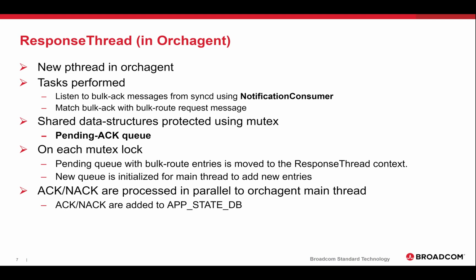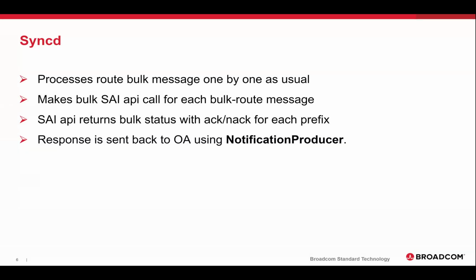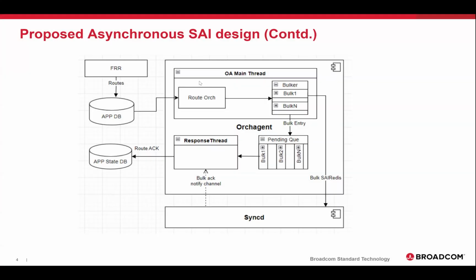Yeah, sure. So is it per prefix or per bulk? No, this is per bulk. Let me go back to the diagram. Basically, the bulker will take the individual routes from route orch, and it will create one bulk request. When we write this bulk request into SI Redis, at the same time we save this context information with prefix and VRF information, and we create one bulk entry, and this bulk entry is pushed into this queue.